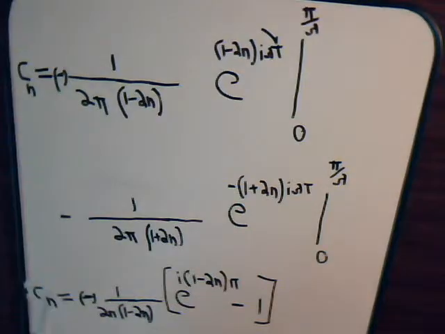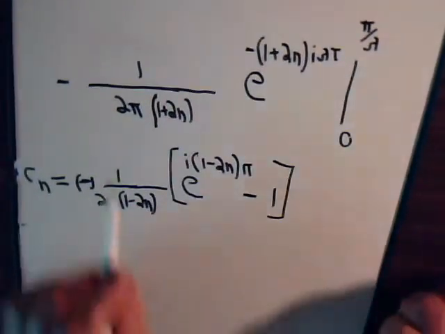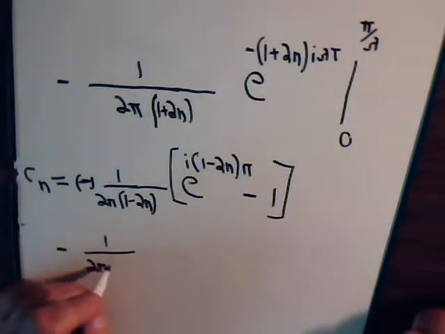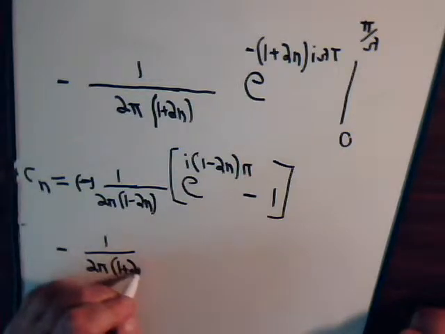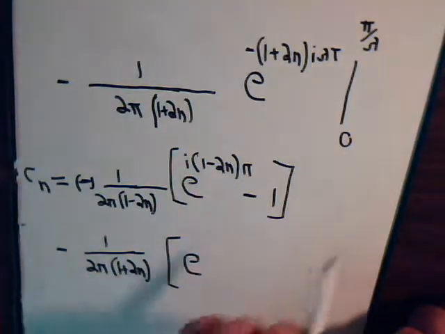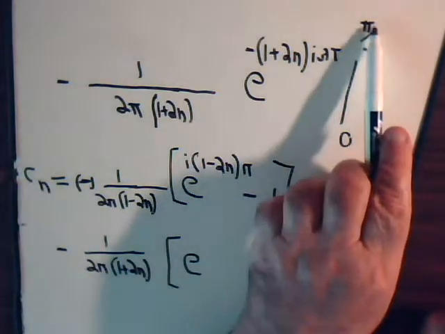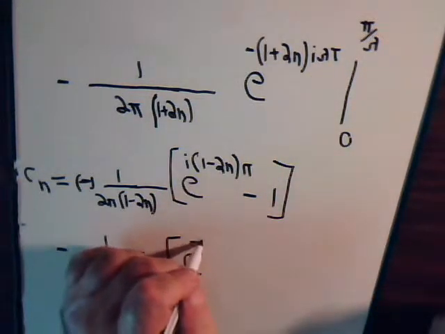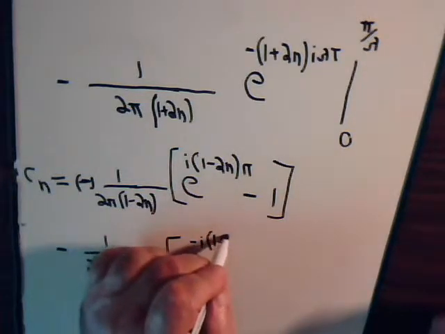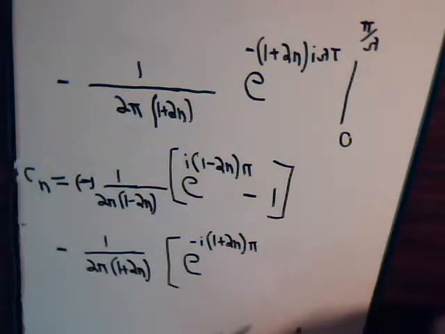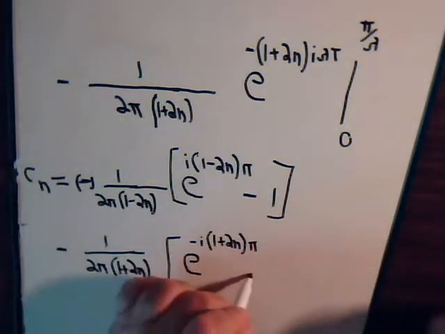So this is from this. Now we have from this part minus 1 over 2 pi times 1 plus 2n times e. Now here t is going to be this, so then the lambdas cancel and we have pi. So we have minus i, 1 plus 2n times pi, and then t is going to be 0, e to the 0 is 1, minus 1.